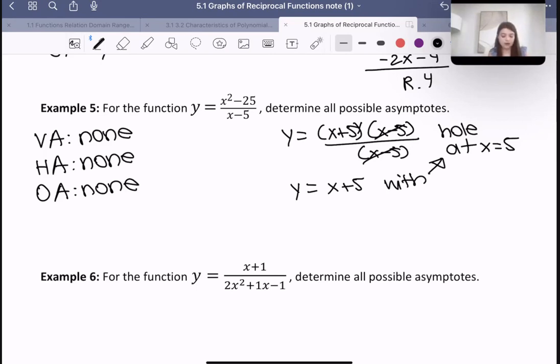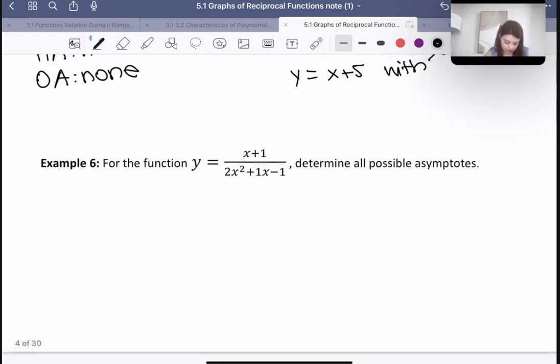And so when it comes to asymptotes with lines, well, there's never an asymptote when we have an equation of a line, right? It's just not going to work like that. Okay, let's move on to the next one.